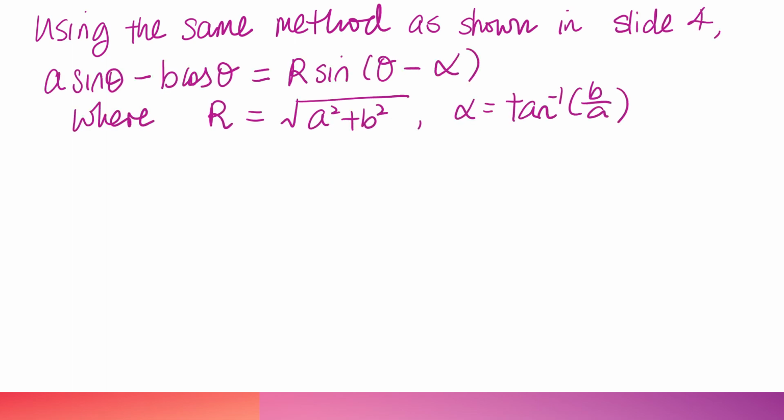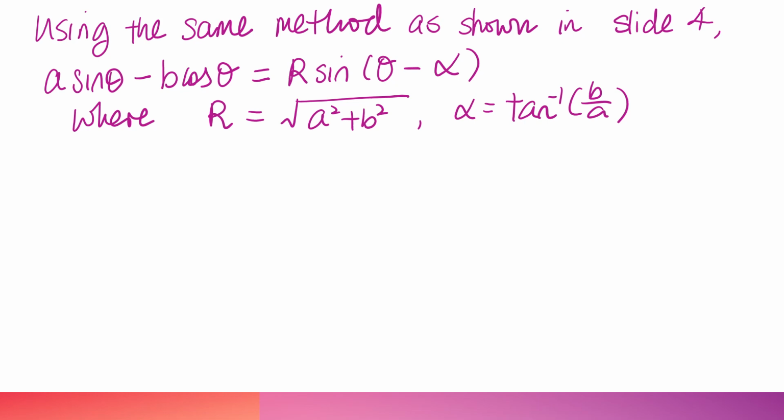Alright, so using the same method as shown in slide 4, we can also find the R formula if the expression given to you is A sine theta minus B cos theta. And in this case here, the R formula will be R sine bracket theta minus alpha. The formula to find R is the same, which is square root A squared plus B squared. And to find alpha is tangent inverse bracket B over A.